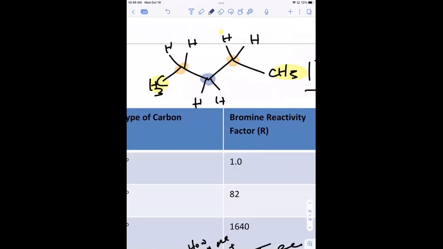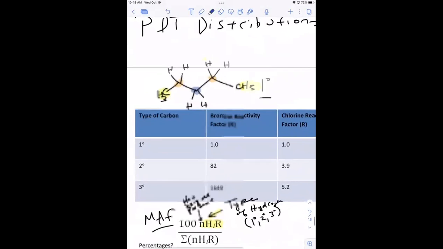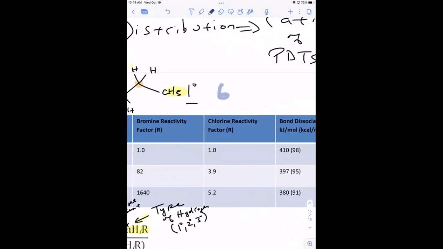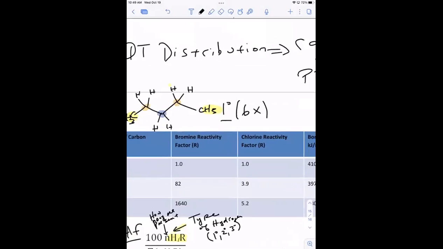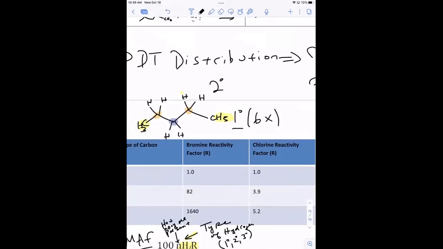So how many total secondary do we have? We've got 3 sites, but it's 6 total, right? There are 2 hydrogens on each site. So we have 6 primaries. Got 6 of those, and at the secondary, we also have 6. Is that right? Because each one of these carbons right here is secondary.